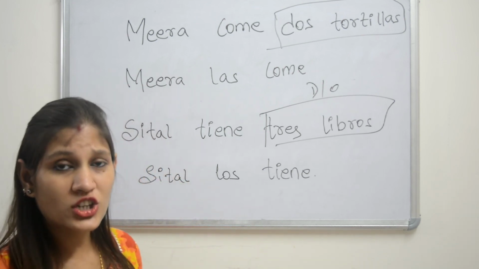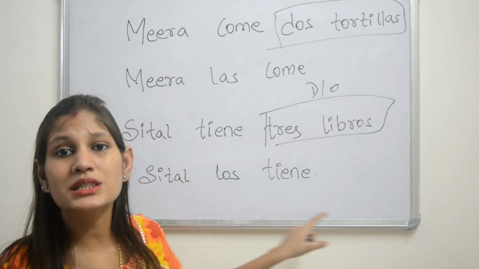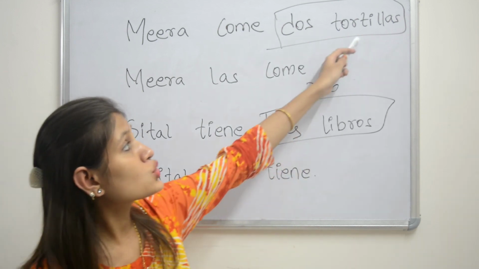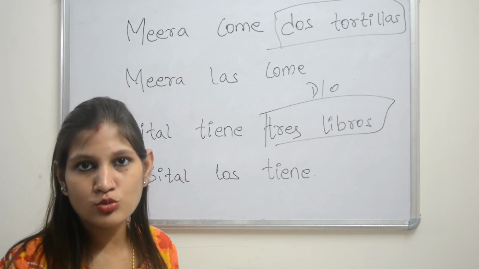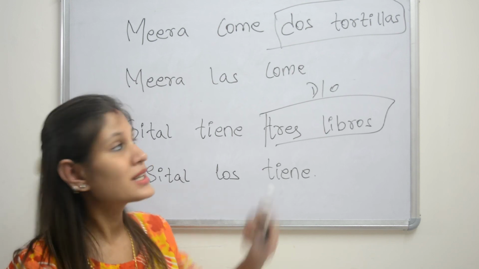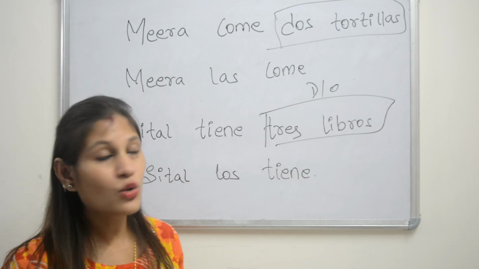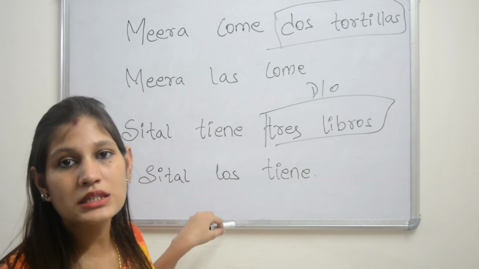So how to change it? Seetal los tiene. How come los and how come las? Because tortillas, that is the direct object, here it is feminine and here it is masculine. So we will change into las and los.